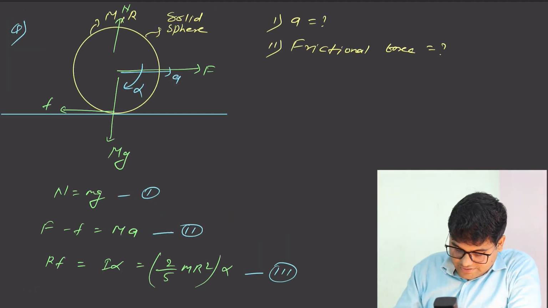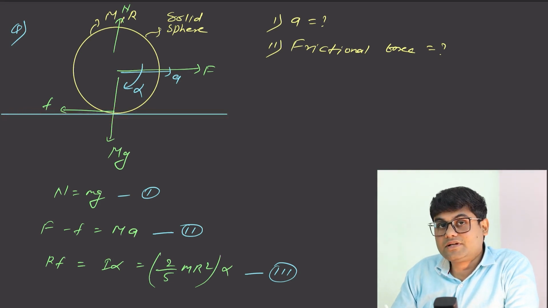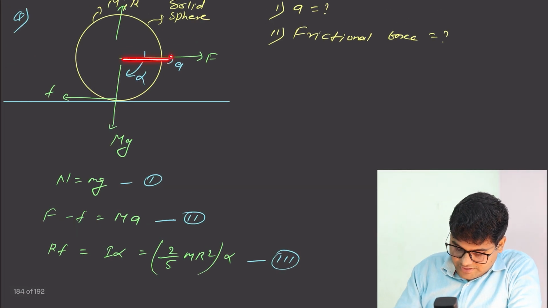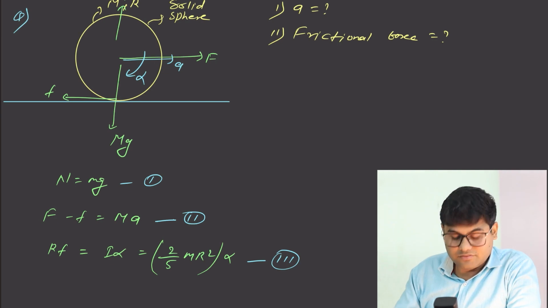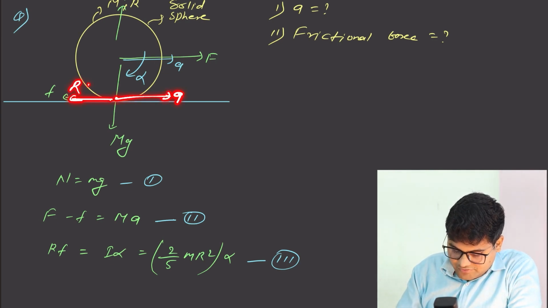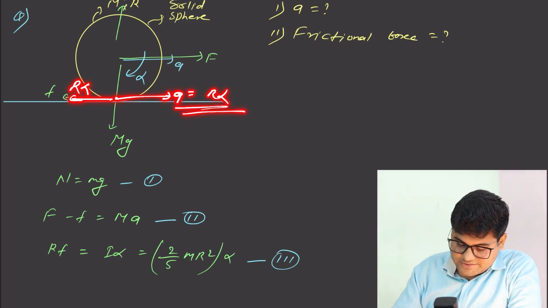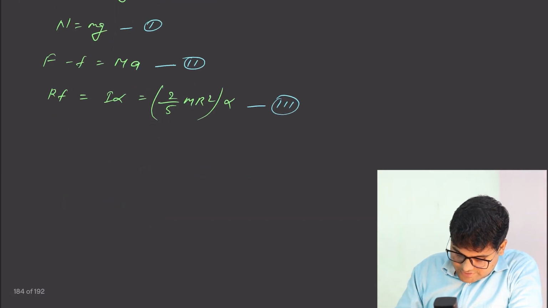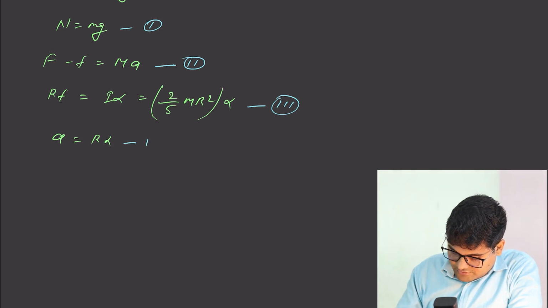We have seen that the surface is stationary. If nothing is mentioned, take it as stationary. So what will be the acceleration of the point of contact? That will be A, and R alpha will be in the opposite direction, and this should be 0. So A will be equal to R alpha. This is the condition for pure rolling. Let's call it the fourth equation.